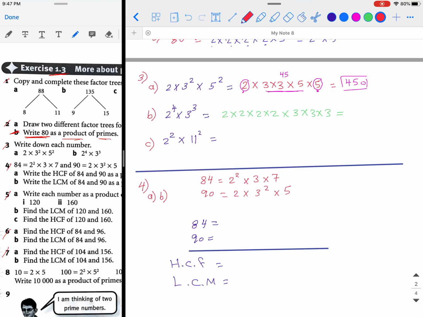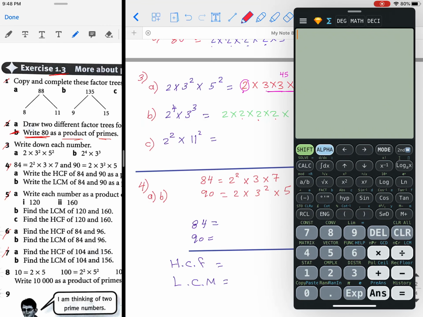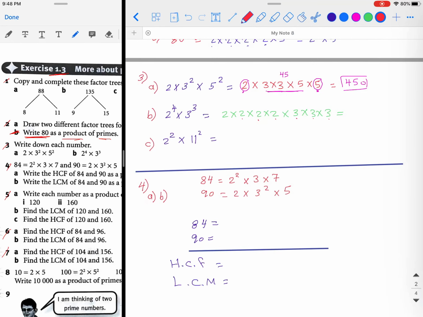Okay, let's try to calculate it. Let's take 2 with 3, that's 6, another 2 with another 3, so another 6, another 2 with another 3, so it's another 6. So actually it's 6 multiplied by 6 multiplied by 6. 6 by 6 is 36. 36 multiplied by 6, you will get 216. But I still have one 2 left, so it's 2 multiplied by 216, you will get 432.